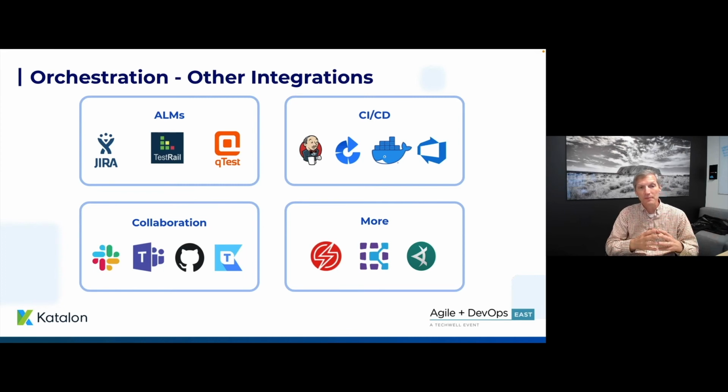CI/CD system, to integrating with collaboration systems like the ubiquitous Slack, increasingly ubiquitous Teams, for alerting testers or developers to events that are happening that are related to them. Collaborating through GitHub so that, again, your testers and developers can be sharing code between and amongst each other. Even our own testops platform, which helps bring together a lot of these systems.